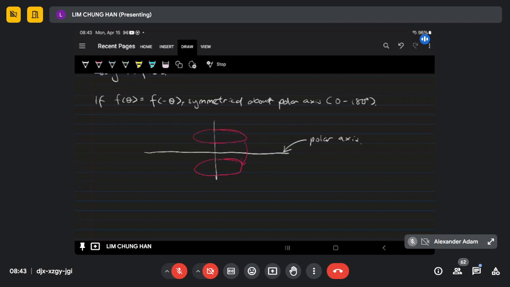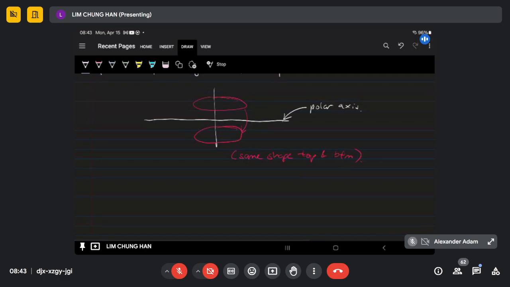Let me just write here. Same shape, top and bottom. Later I will show you how you do this check. But at the moment, you just remember this rule for now.